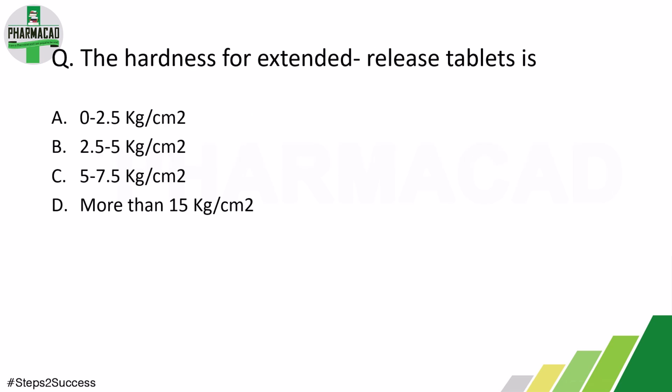So the next question, the hardness for the extended release tablet is option A, 0 to 2.5 kilogram per centimeter square. Option B, 2.5 to 5 kilogram per centimeter square. Option C, 5 to 7.5 kilogram per centimeter square. Option D, more than 15 kilogram per centimeter square. The correct answer is 5 to 7.5 kilogram per centimeter square.